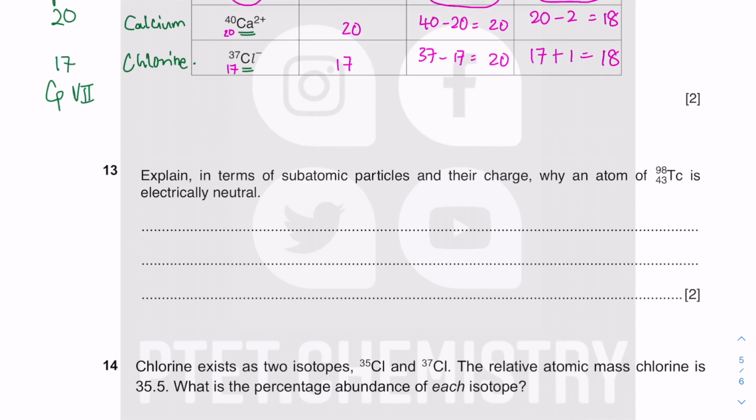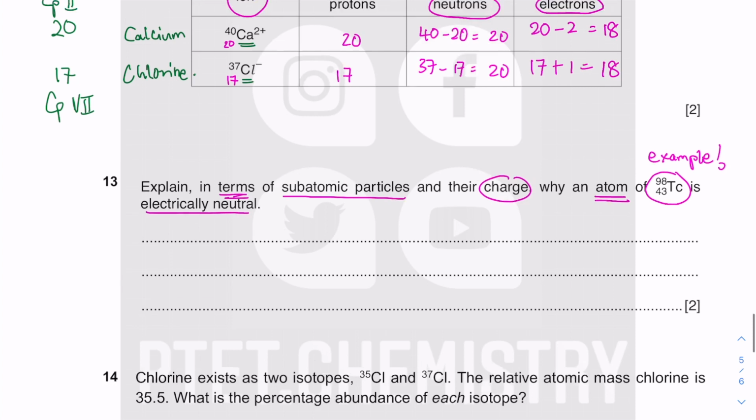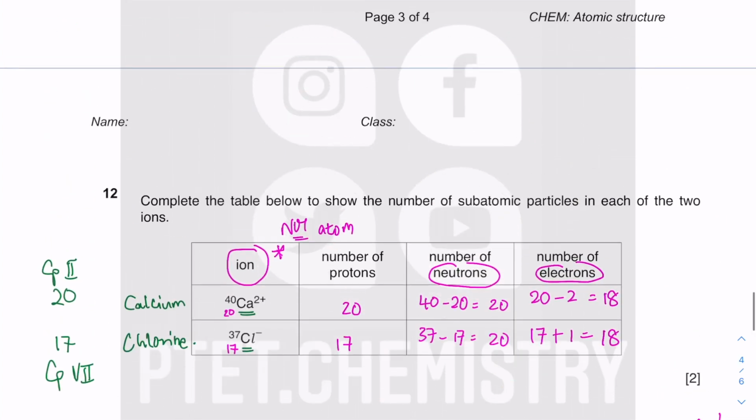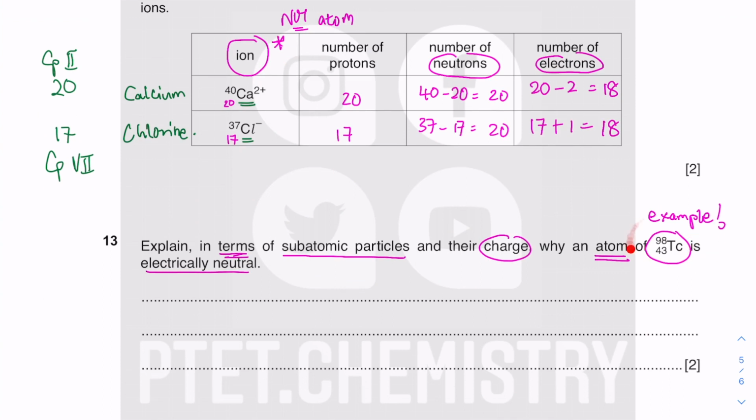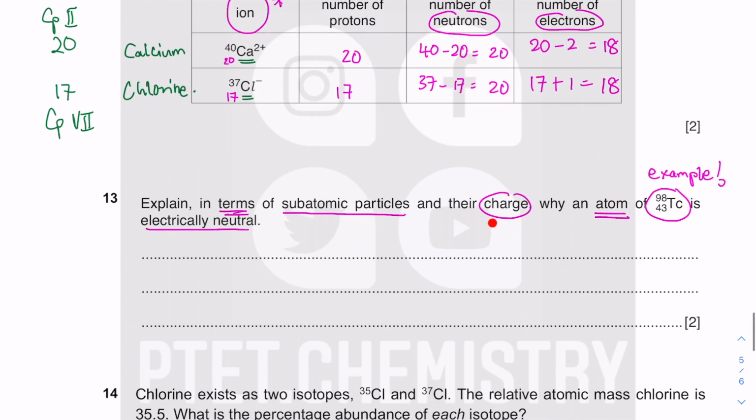Question 13 is basically putting into words what I keep on saying, why an atom is electrically neutral in terms of subatomic particles and their charge. And they are specifically asking you this example. So in the question, it's not just stating what you memorize, which is basically, in an atom, the number of protons and number of electrons. No. You have to use this particular example because they say use this example, and you have to explain it in terms of the number of protons and electrons and their charges.